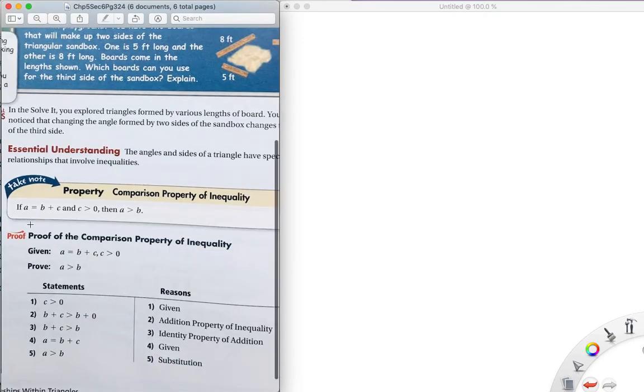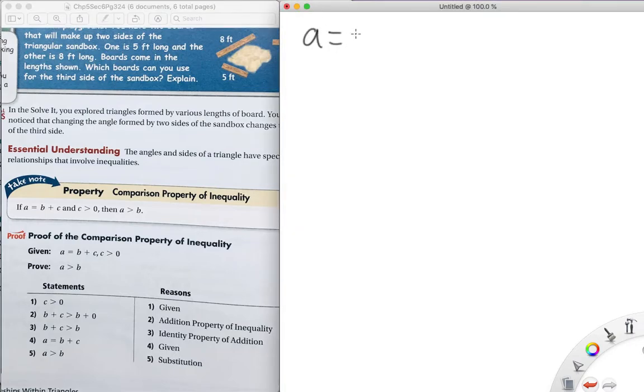If A is equal to B plus C, and C is greater than 0, then A is greater than B. So if A is equal to B plus C, and C is greater than 0, then I can say that A is greater than B. So here's how this works with the proof.